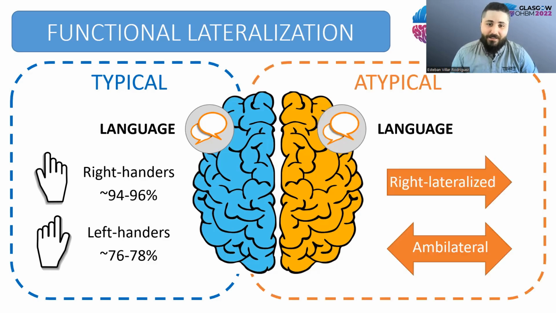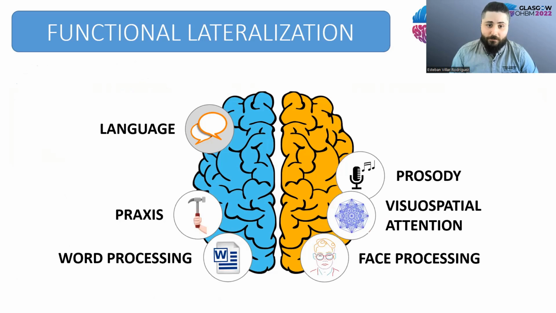These atypically lateralized individuals present a distribution of language in either the right hemisphere or bilaterally, controlled by both hemispheres. But language is not the only cognitive function known to be hemispherically specialized. So, what happens to these other lateralized functions when language is not typically lateralized to the left hemisphere?